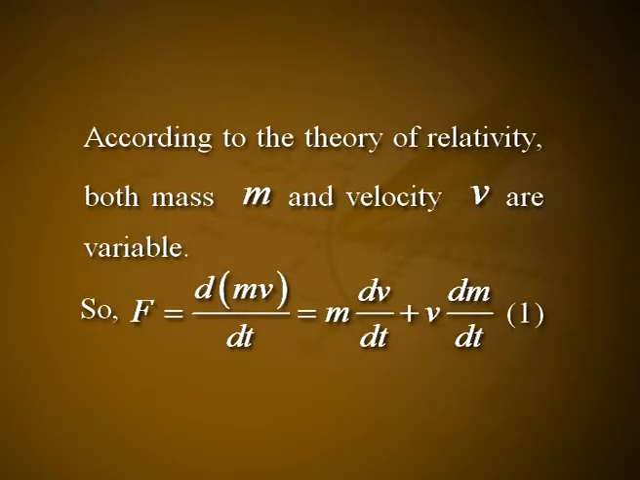According to the theory of relativity, both mass m and velocity v are variable. So, F is equal to d by dt of mv, which is equal to m into dv by dt plus v into dm by dt. Let it be equation number 1.